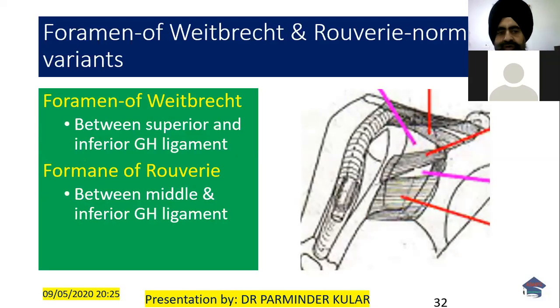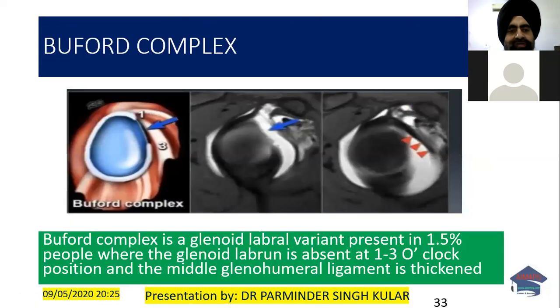Anatomical variants in the shoulder. We have two openings in the capsule of the shoulder. One is the foramen of Weitbrecht between the superior and the middle glenohumeral ligament, and the foramen of Rouviere between the middle and the inferior glenohumeral ligament. These are the normal foramina which are seen in the shoulder. These should not be mistaken for any pathologies.